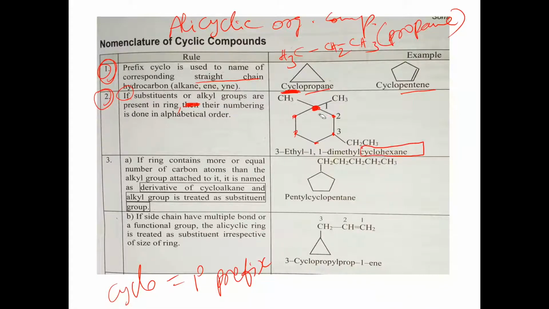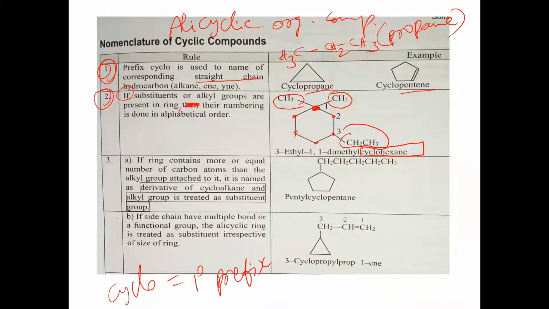In this cyclohexane, what are the substituents, the alkyl groups present here? Here a methyl group is there. Here one more methyl group is there. And next here an ethyl group is there. So one ethyl group and 2 methyl groups are present here. Now what do we have to check? We have to check the numbering.